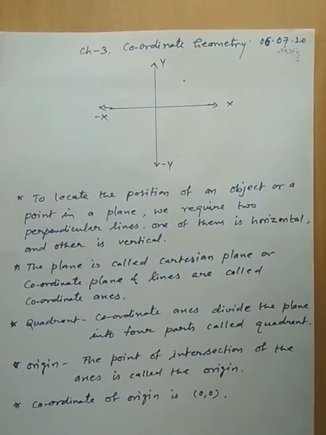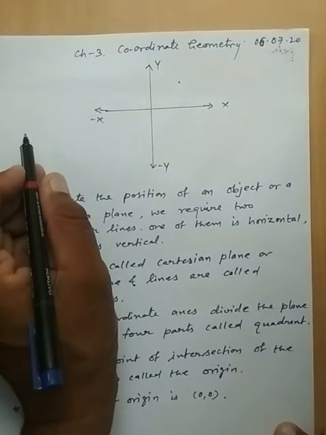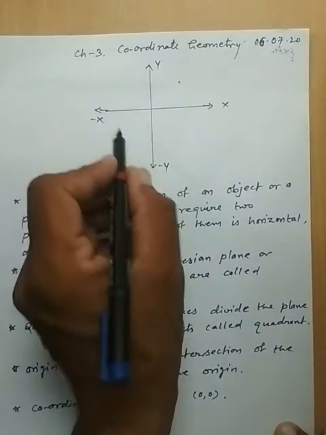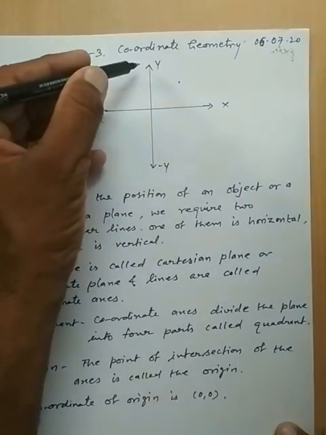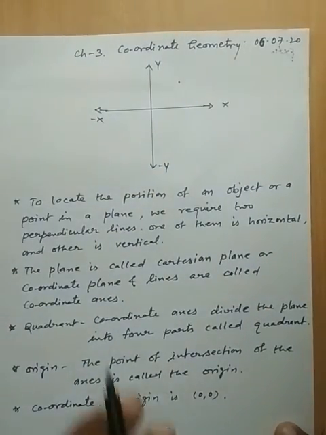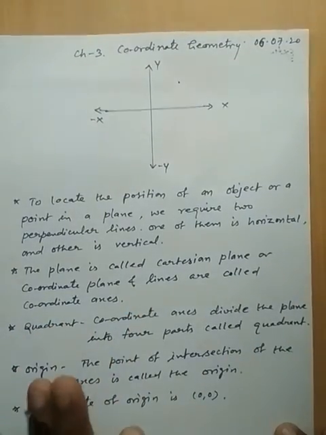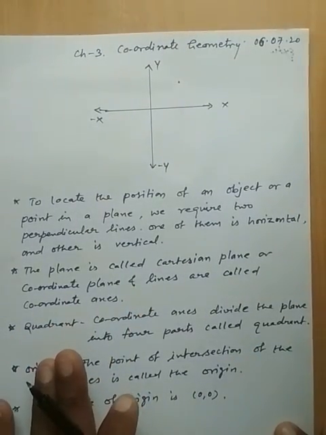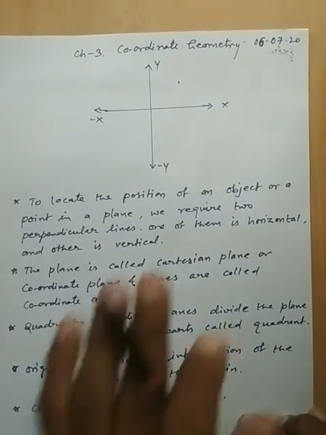Dear students, for class 9, our today's topic is chapter 3, coordinate geometry, and we will take some basic things related to this topic. On a plain paper, if we draw two perpendicular lines, one horizontal and the other vertical, then the plain paper is converted into the Cartesian plane or a coordinate plane by the drawing of these lines.